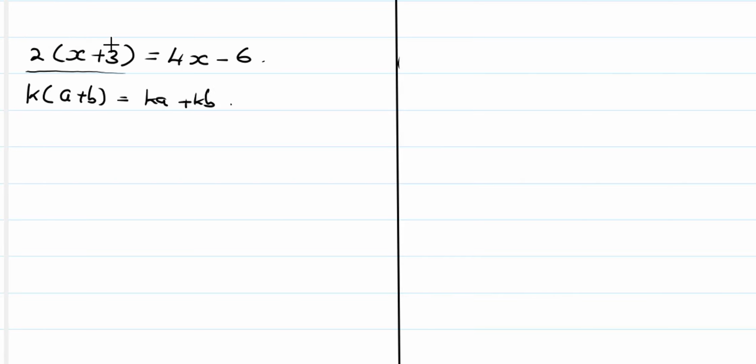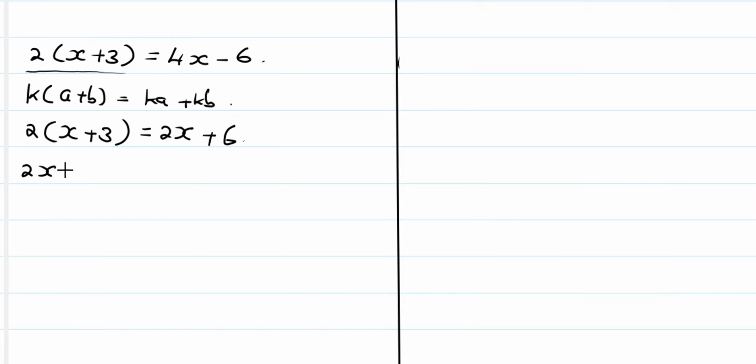So in our case of the expression on the left side here, you have 2 into x plus 3, so 2 takes the place of k, x takes the place of a, then plus 3 takes the place of b. So we have 2 multiplied by x, which is 2x, plus 2 multiplied by 3, which is 6. And now we have expanded the brackets using that method.